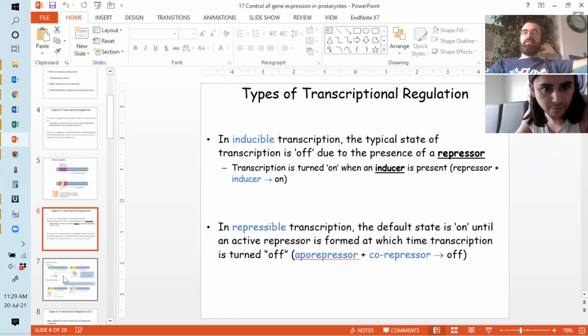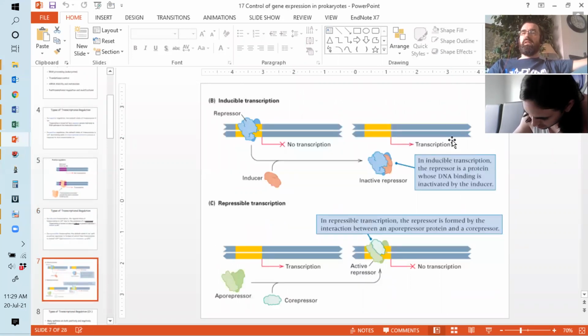So to look at that diagrammatically, which is always a little easier. Here's our gene and our regulatory region. We have a repressor bound to that region, so we have no transcription. In the absence of that repressor, we will have transcription. So that repressor is turning things off. This is the negative part that we're talking about.